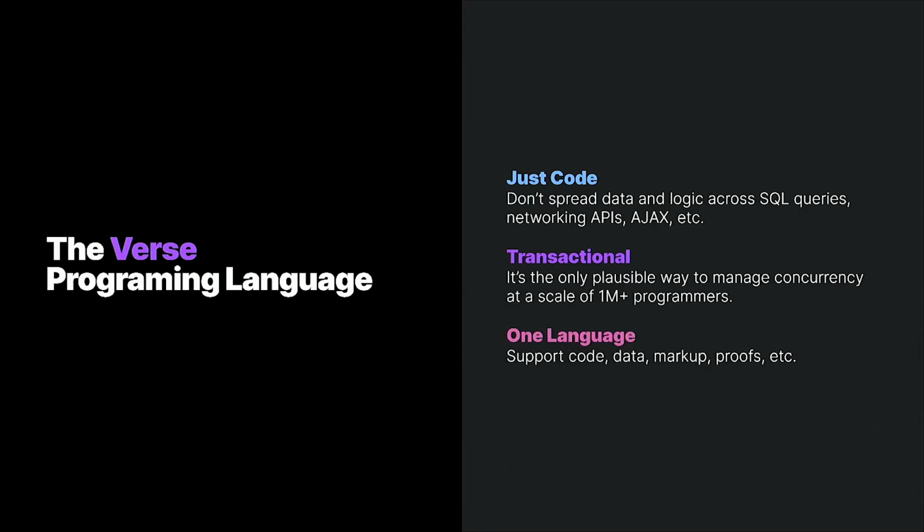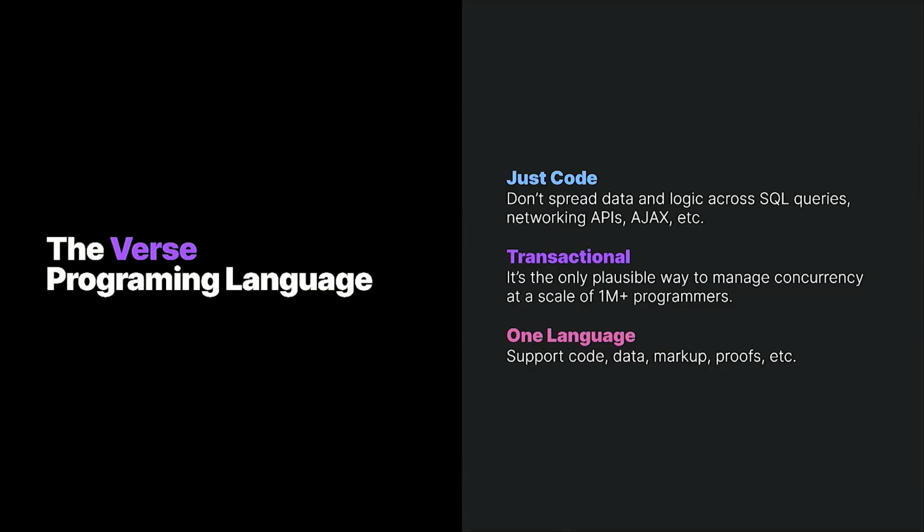So what is Verse? Verse is a new programming language that's intended to be just code. So all of the things in your game and all the things that you would want to do in your game, like accessing a database, communicating over a network, all of these things are expressible as language constructs. So rather than having to have a mix of JavaScript, SQL, CSS, whatever, in Verse, you just write code. You just write code in Verse.